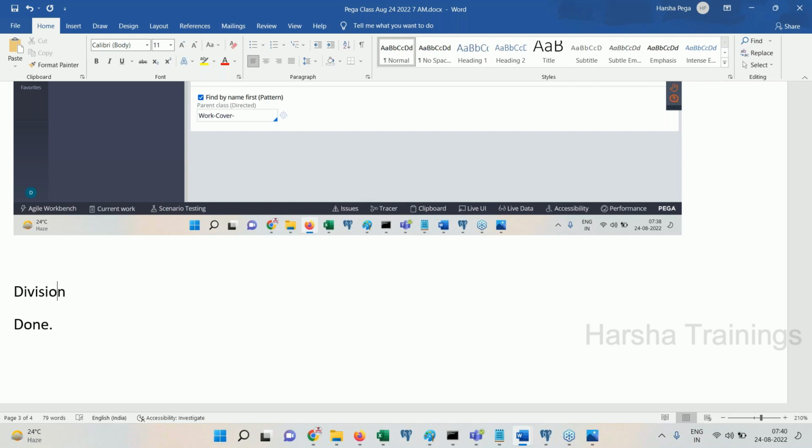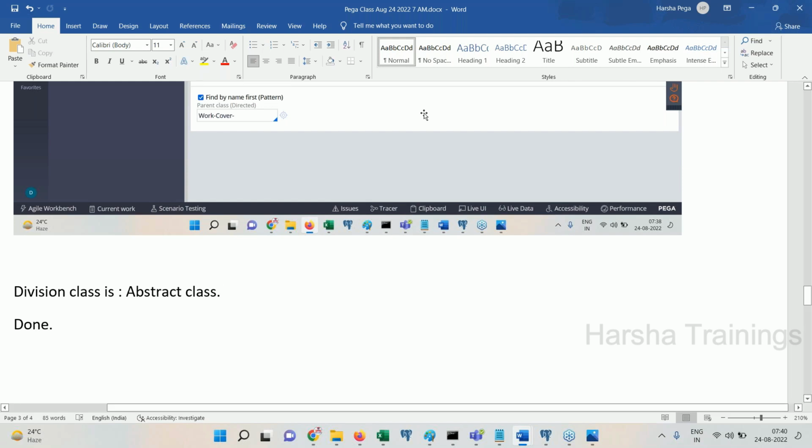Okay, division class is, what is the class? Abstract class. So this is exactly matching class types, organization structure, these three classes all together. We need to comparatively see all of these three together. There are two types of classes, abstract and concrete. Abstract class or concrete, both are classes. Inside, attributes will be there, functionalities will be there.